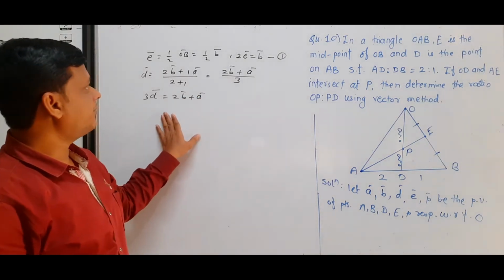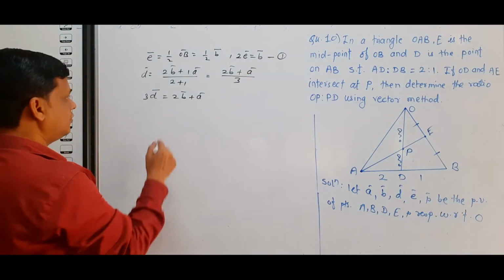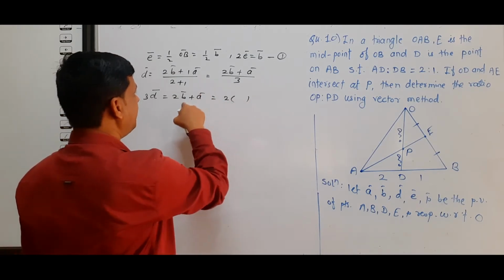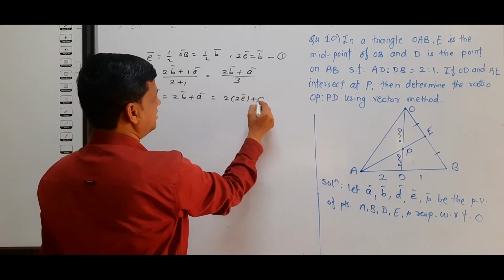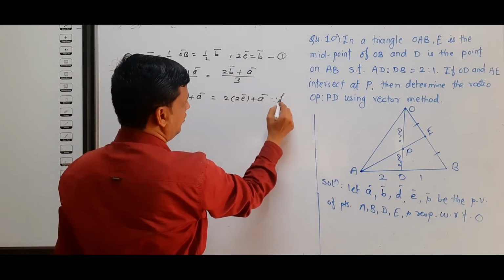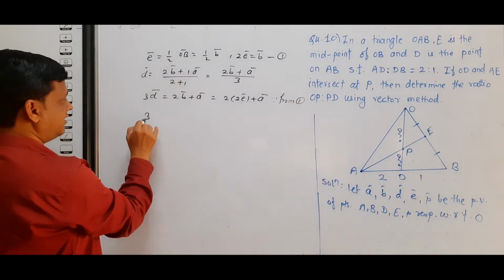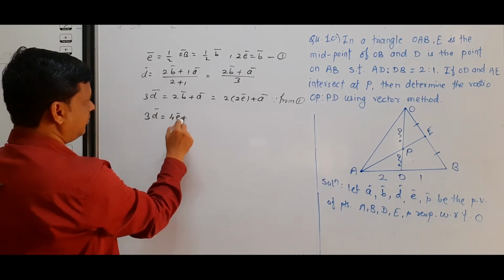Now here we can replace the value of B in terms of E. So replace this 2B bar, or simply B bar, by 2A bar plus A bar from 1. So we write here 3D bar is equal to 4E bar plus A bar.